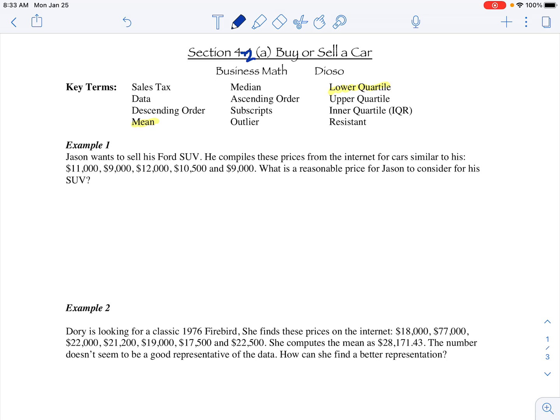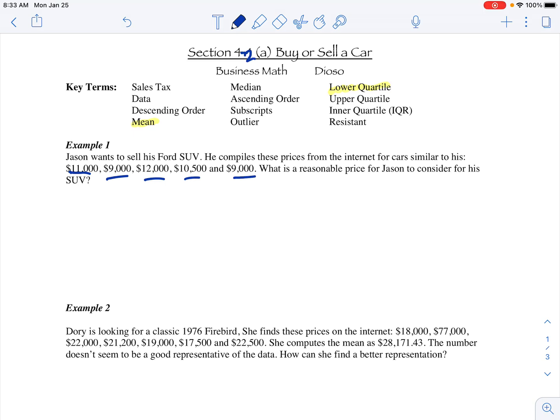He compiles these prices from the internet for cars similar to his. They're 11,000, 9,000, 12,000, and 10,500 and 9,000. What is the reasonable price for Jason to consider for his SUV? So if we look, we've got 1, 2, 3, 4, 5 different prices. Okay, what we're going to do is find the average of these. It's kind of like taking comps from a real estate thing. Okay, it's just like taking comps, and we're going to figure out what would be original price.